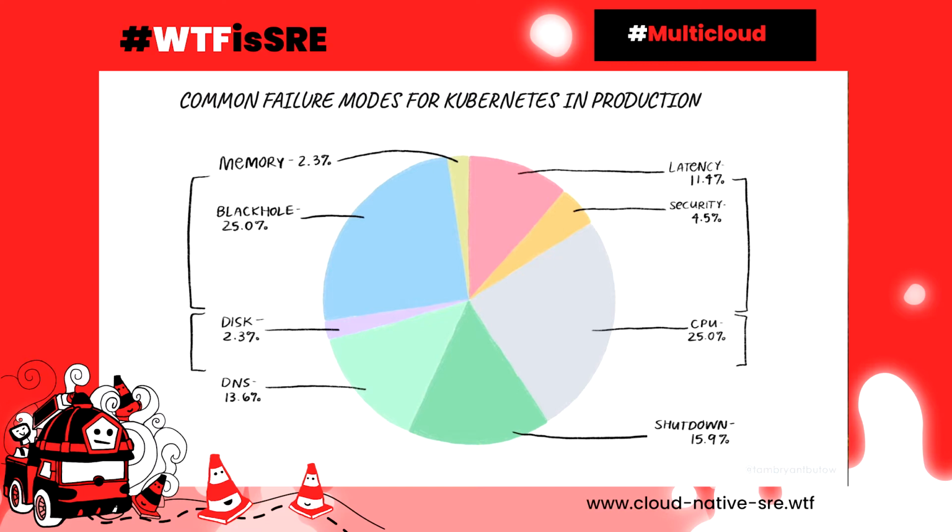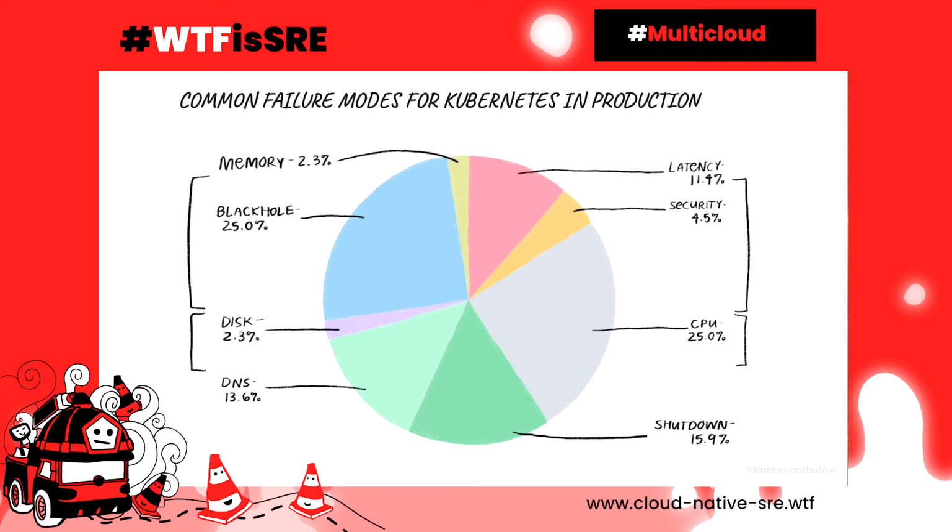Now, when we look at the next most common, it's going to be shutdown, 15.9%, then DNS, 13.6%, lots of DNS issues, pretty common as well. And then latency, 11.4%, and then a few others.